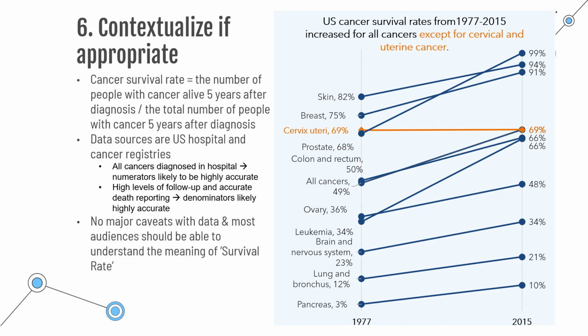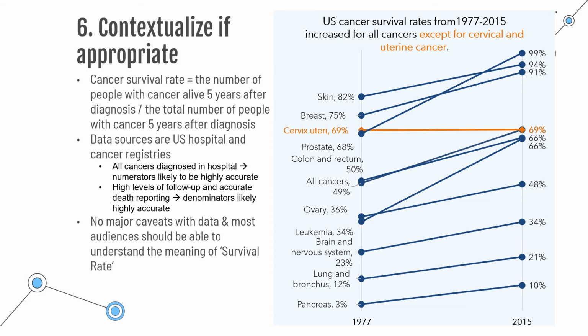The next step is for me to contextualize this information if it's appropriate. So in this instance, what we're visualizing is the cancer survival rate, which means the number of people with cancer that are alive 5 years after their diagnosis, divided by the total number of people with cancer 5 years after their diagnosis. So the data source for this data is the US hospital and cancer registries.